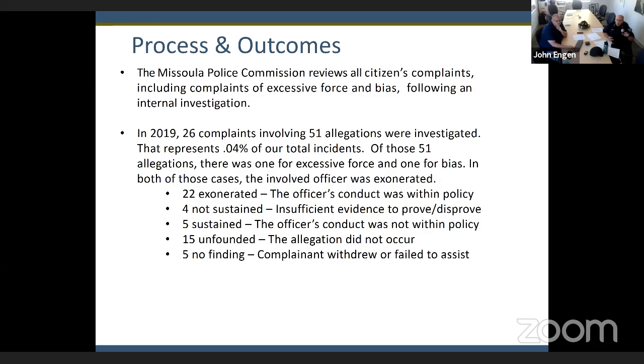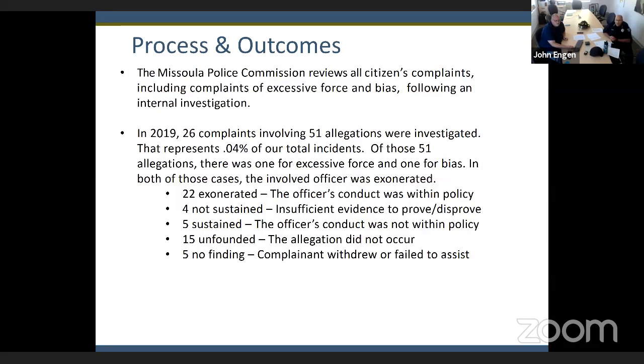So what does that mean? We had 26 individuals that filed formal complaints against an officer. Some of those complaints had one, two, three allegations of misconduct by the officer. So that's how we get to 51 allegations. That represents 0.04% of our total contacts. So to me, that says that our officers are handling business in a professional and compassionate manner when they are contacting the public. If we break down those 51 allegations, there was only one for excessive force and one for bias. And in both of those situations, the officer was exonerated.